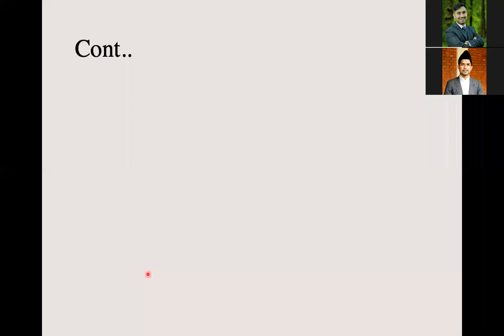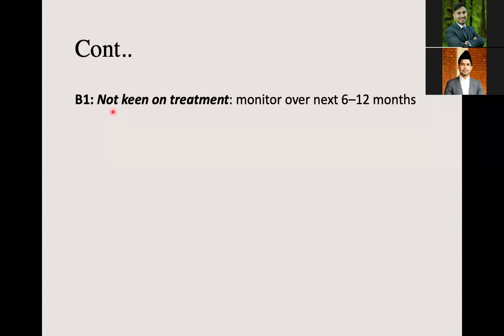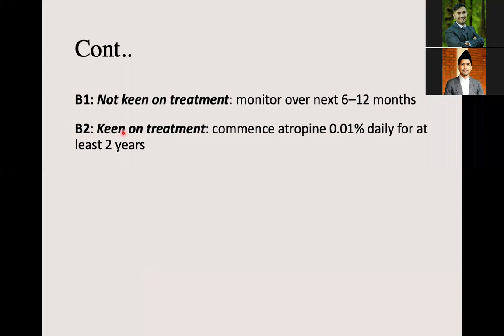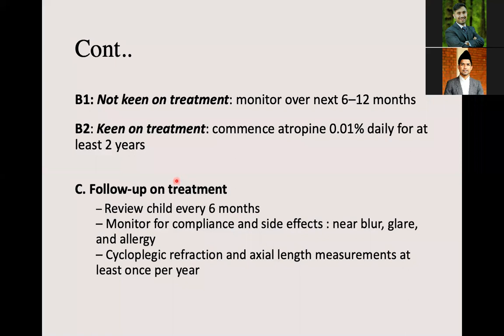If the child is not keen on treatment, we just monitor them every 6 to 12 months. For those who are interested in treatment, we start atropine 0.01% daily for at least 2 years. We use atropine for 2 years, daily at bedtime, isn't it? And for follow-up and treatment, first we review the child at 3 months.